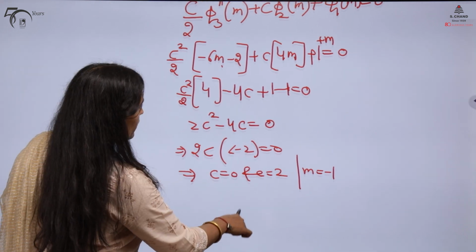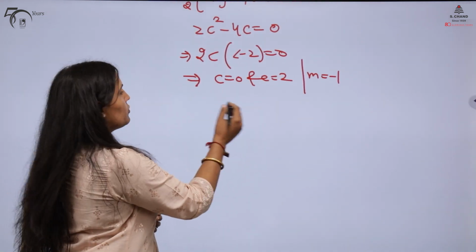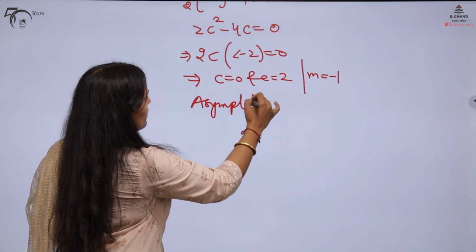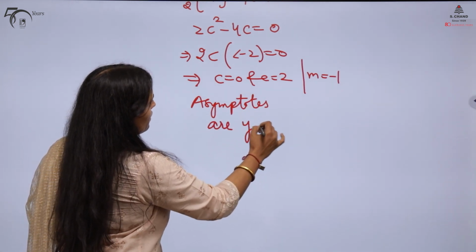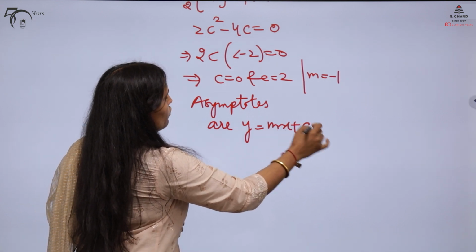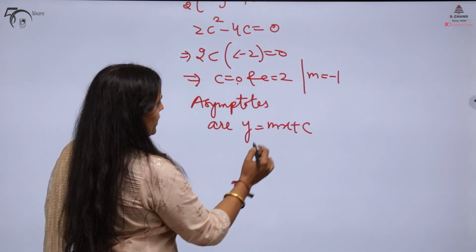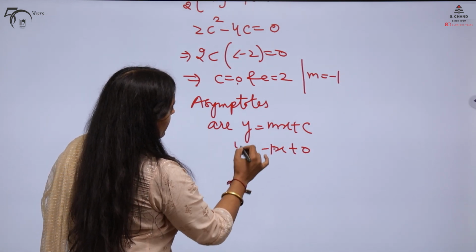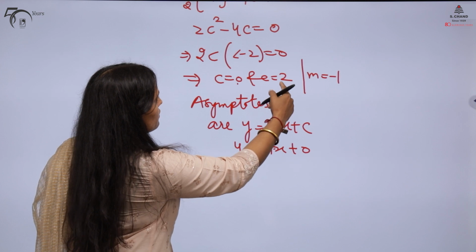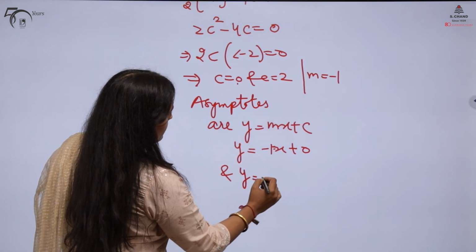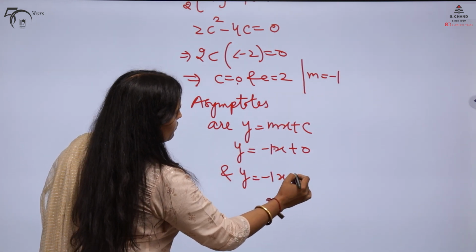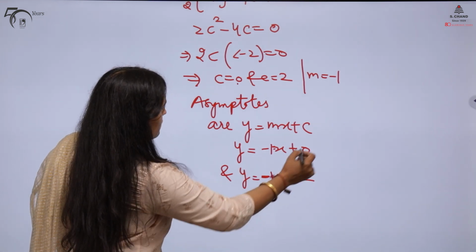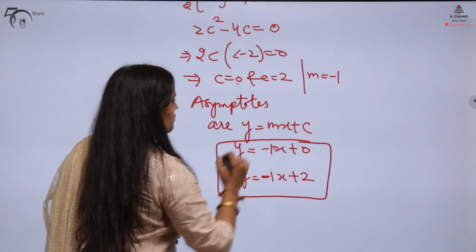It means this time we are getting two asymptotes. The asymptote equations are y is equal to mx plus c. First take this combination, c equal to 0, m equal to minus 1, and for the other, c equal to 2, m equal to minus 1. Corresponding to m equal to minus 1 you are getting two values because it was repeating twice. So, these are the answers for the asymptotes.